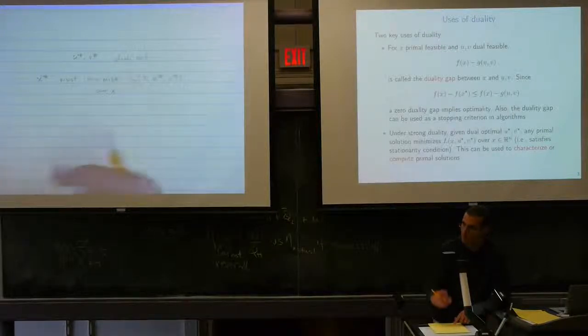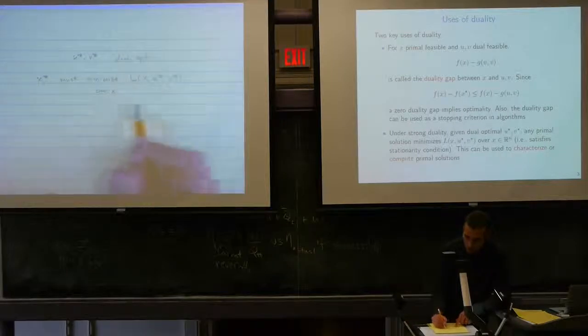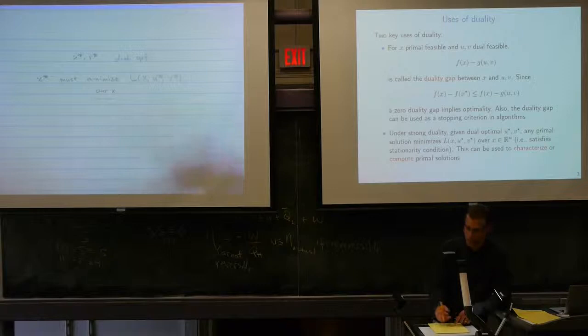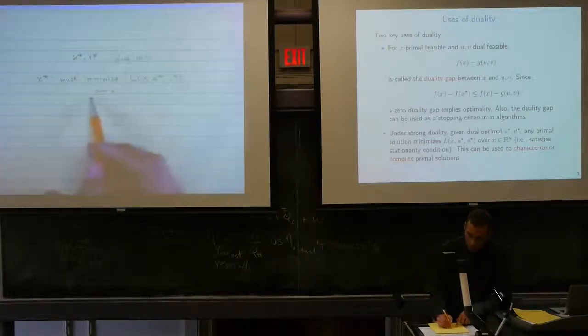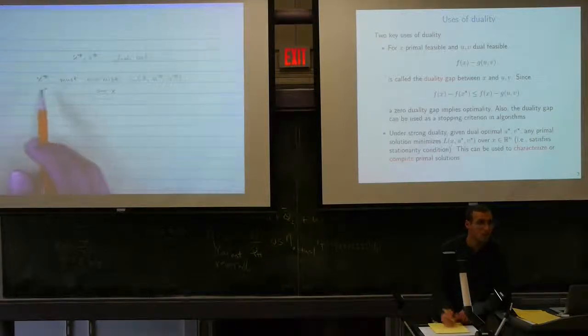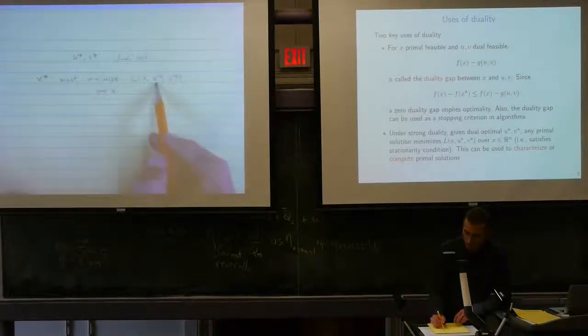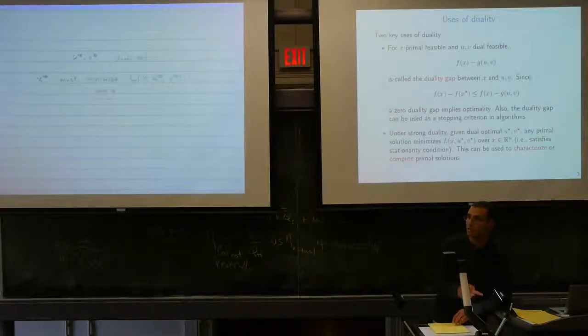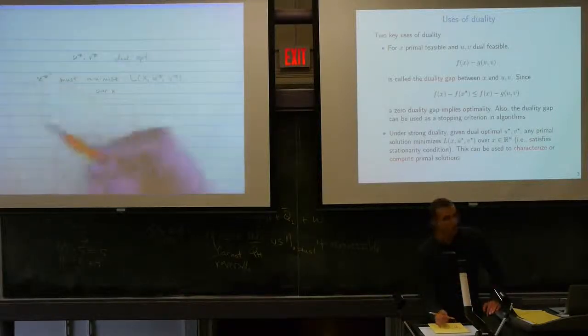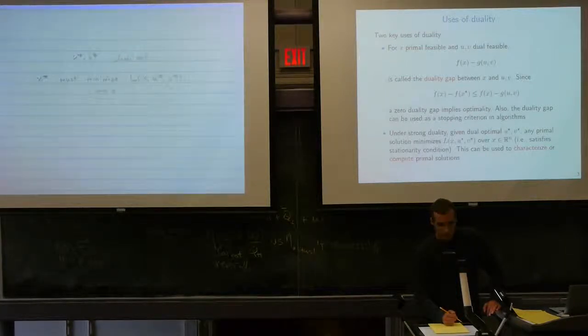Oftentimes, this property, minimizing the Lagrangian, can be expressed in closed form. Even if the problem is very difficult, we can express this in closed form. So what it means is that from a dual solution, u star, v star, we can actually get a primal solution, x star. So sometimes the dual is easier to solve than the primal. So maybe we'll write down the dual, solve it, and then figure out x star from the fact that it must minimize the Lagrangian over x.